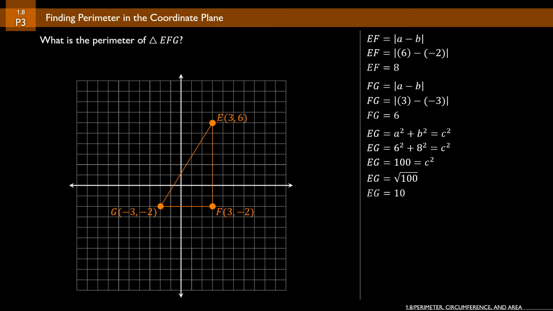So now we have 8, 6, and 10. We just need our perimeter formula for a triangle, and the perimeter of a triangle is S1 plus S2 plus S3, and that means we've got 8 plus 6 plus 10, and 8 plus 6 is 14, plus 10 is 24. So the distance around the perimeter of triangle EFG is 24 units.